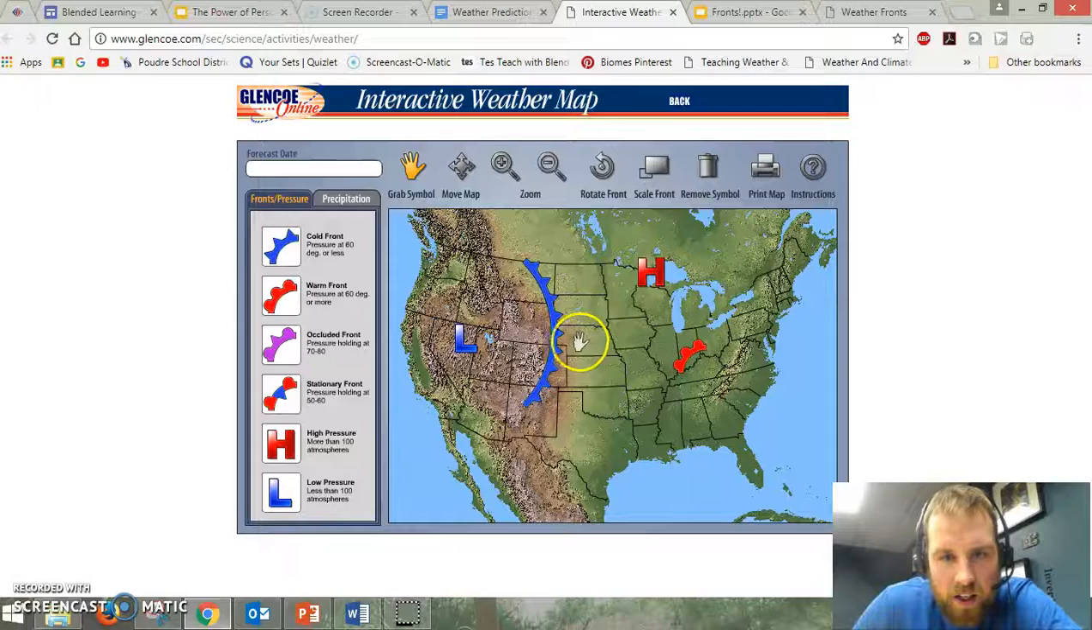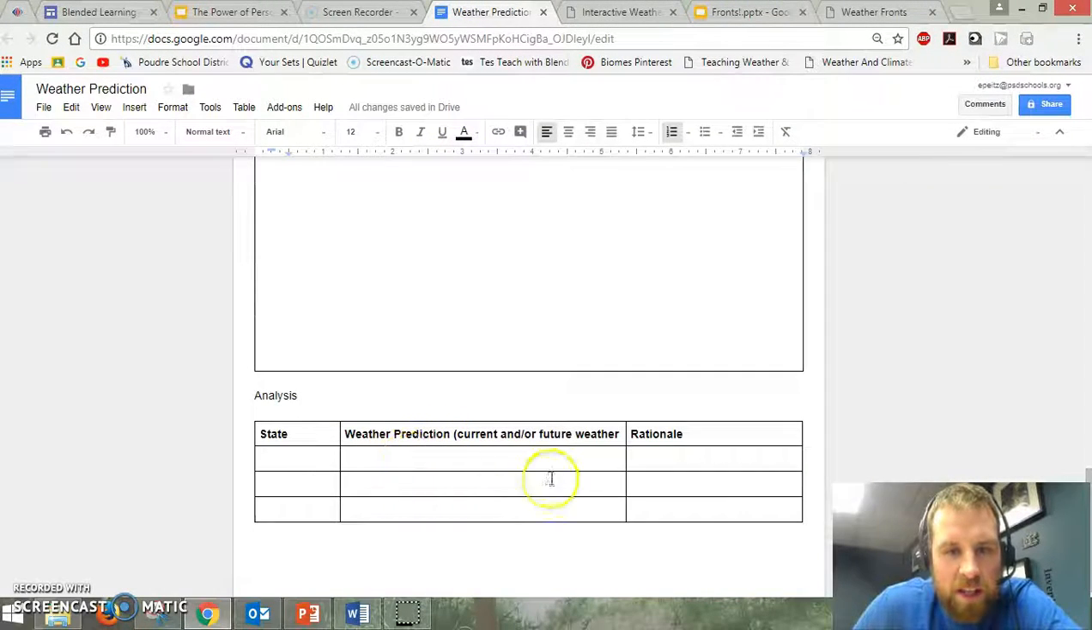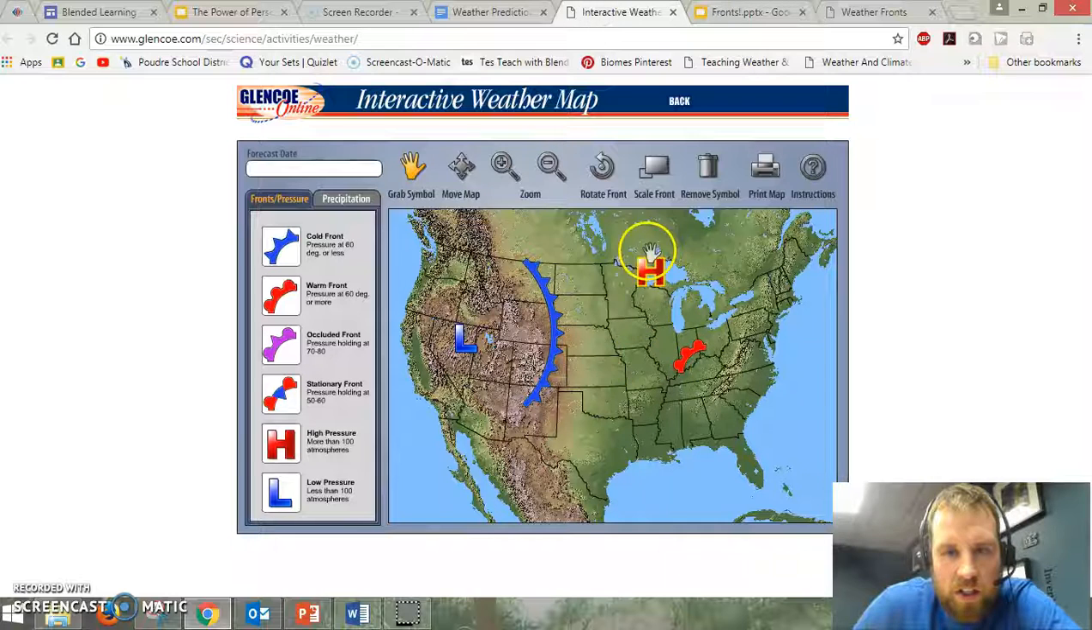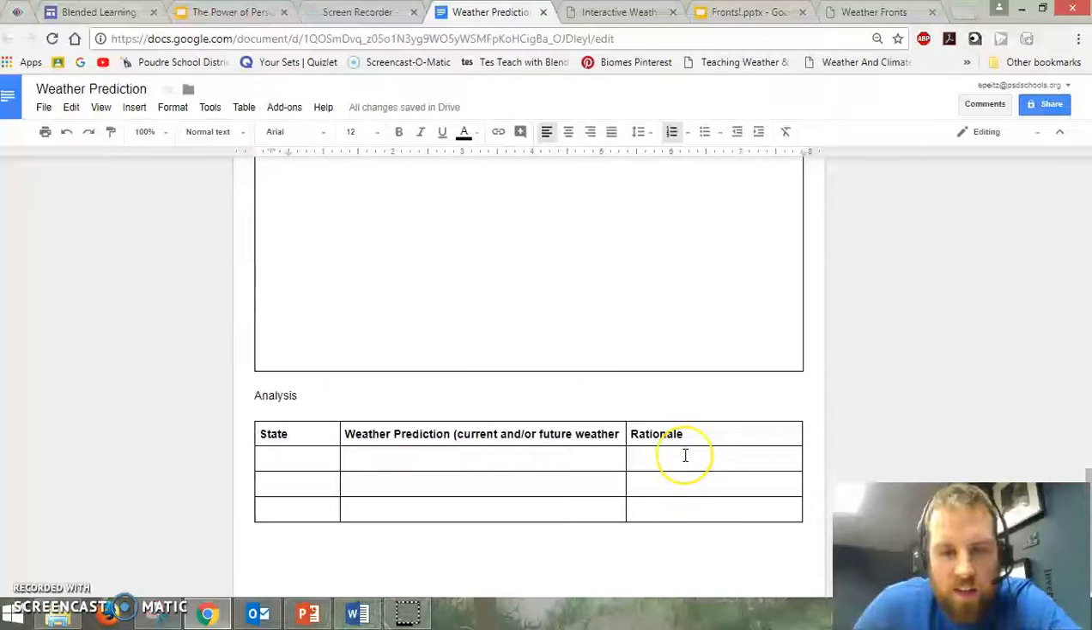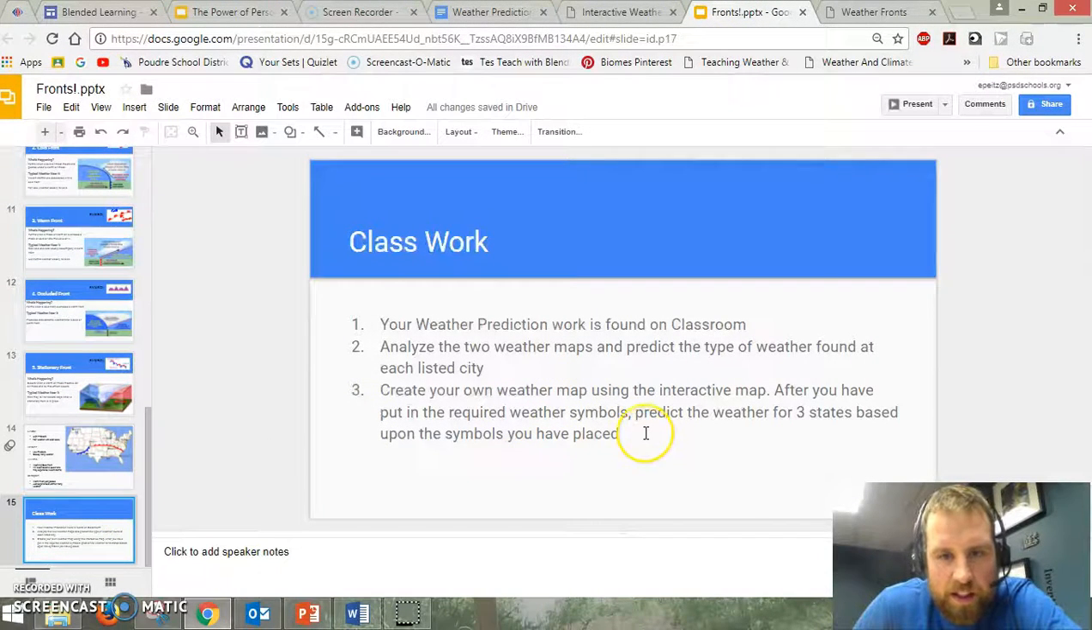For example, I could do Nebraska here, I could do Colorado, I could do Wisconsin, I could do Nevada. So analyze 3 states. What's the weather going to be like based upon the symbols that you've placed in here? Okay, and then give me some rationale. Why did you say what you said? Okay, that's pretty much it. If you have any questions, come see me or rewatch the video.